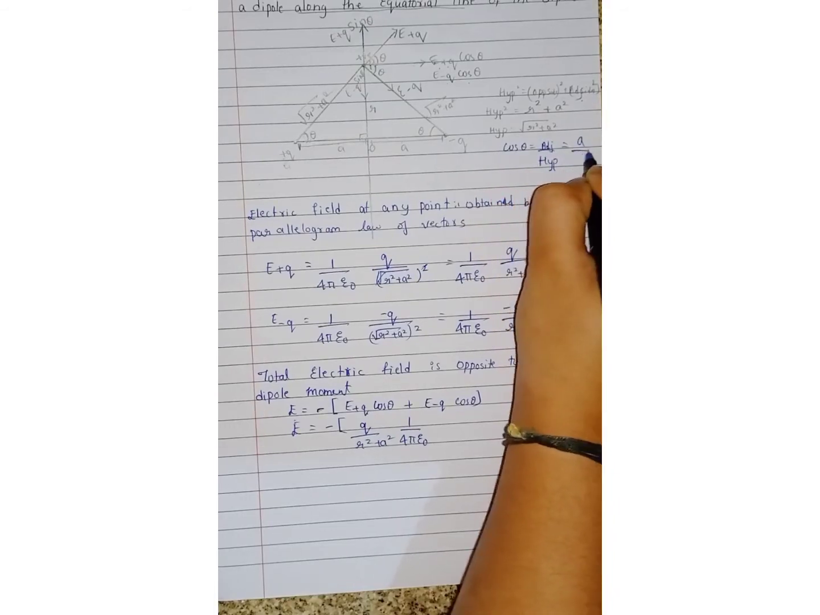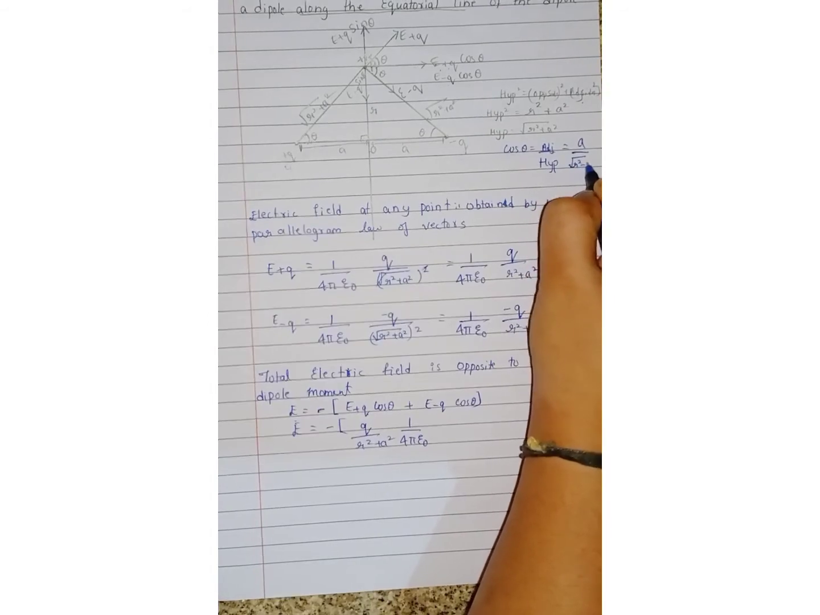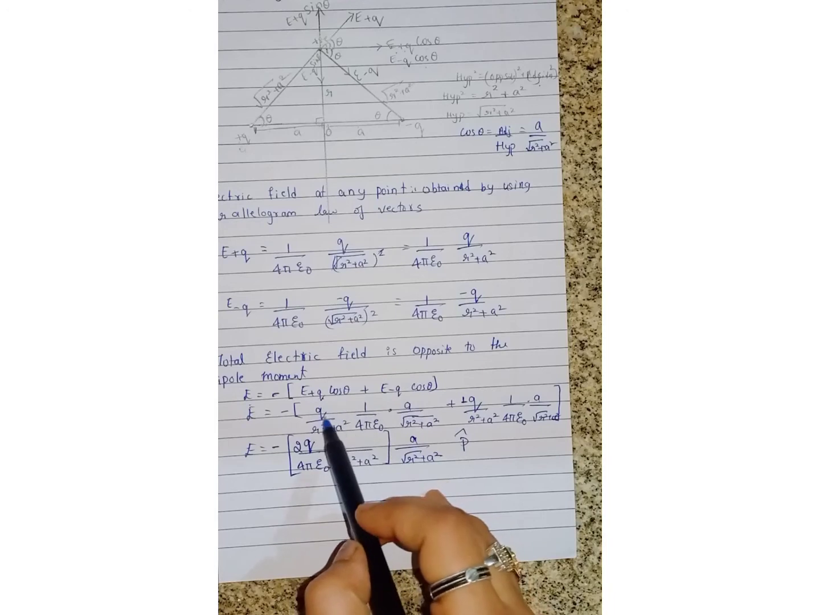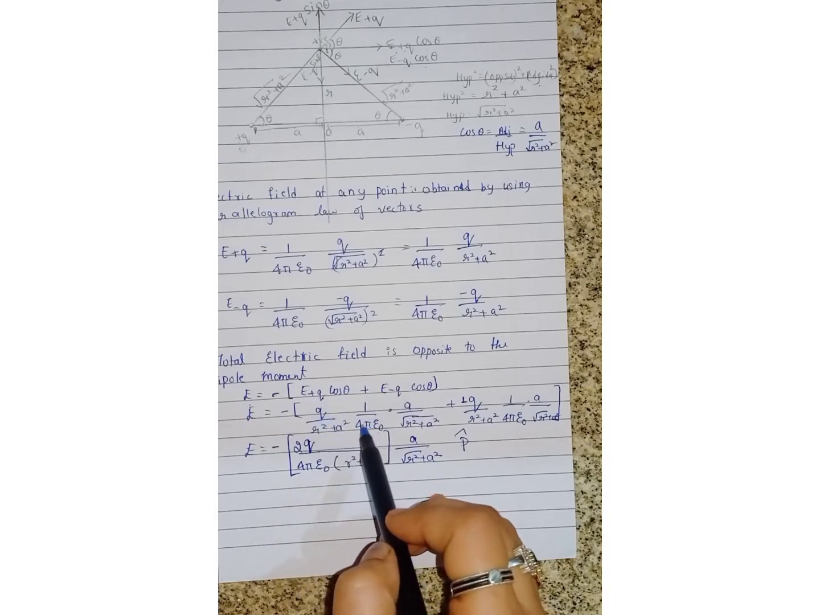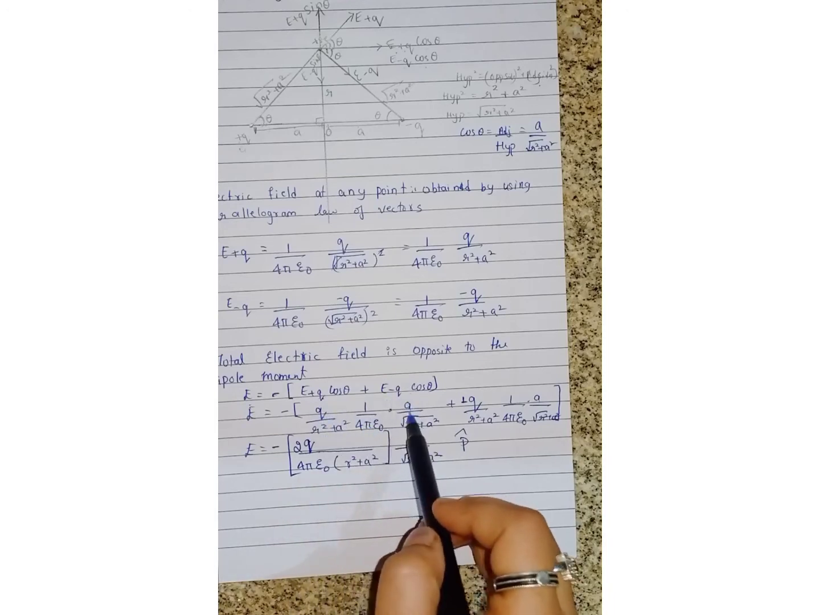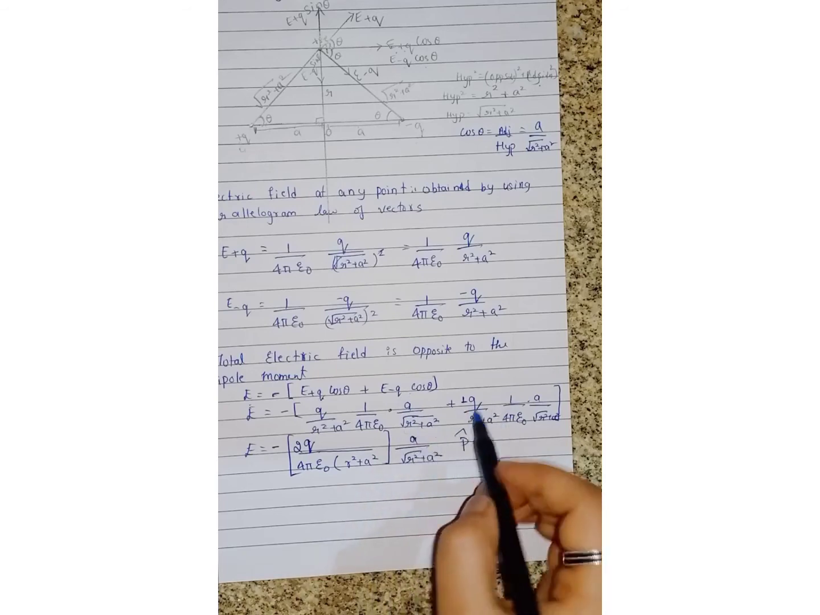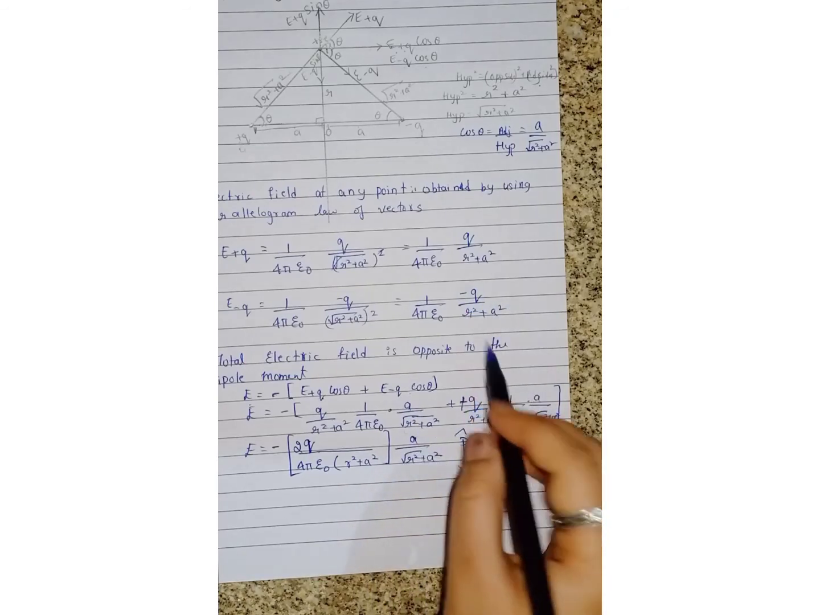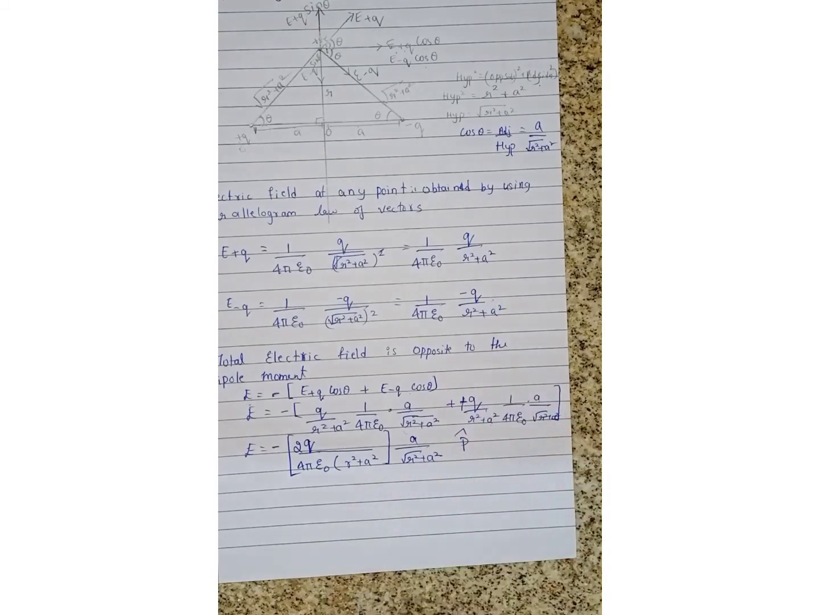Adjacent is a and hypotenuse is root r square plus a square. So E of plus q is 1 by 4 pi epsilon naught, q by r square plus a square, and cos theta is a by root of r square plus a square. Here we are considering positive q, because E plus q cos theta and E minus q cos theta are in the same direction.